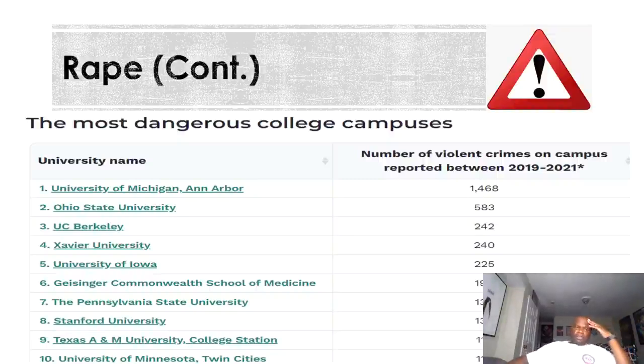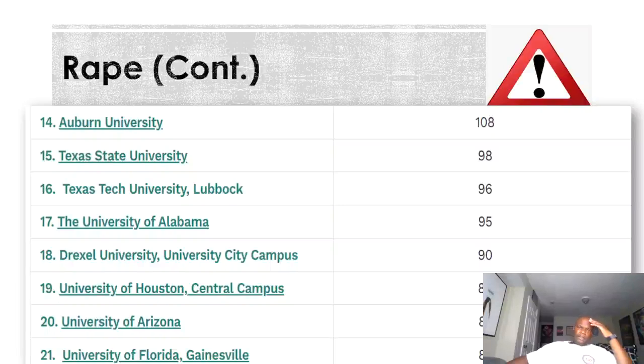We can go down the list a little bit and we can see we have Auburn University, Texas Tech, 96, University of Arizona is 87. Look, my alma mater, University of Florida, has 87 incidents of violence on campus.